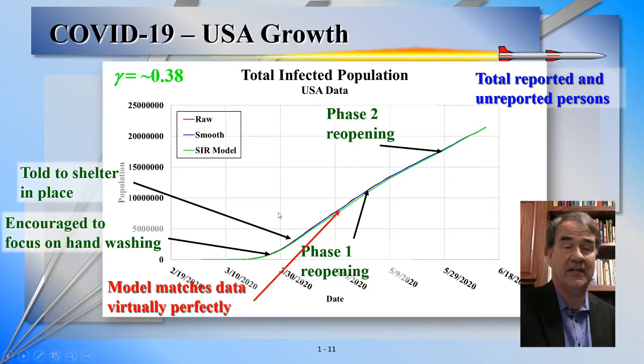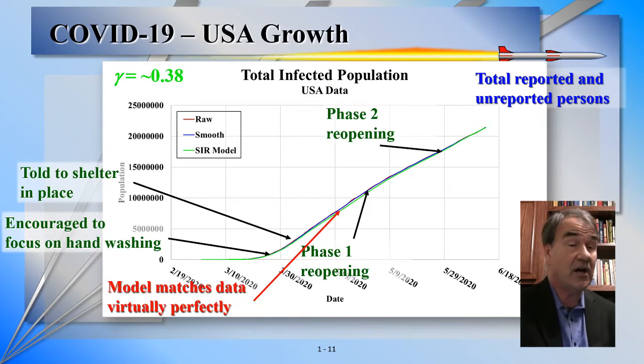You can see then later there was this shelter in place that actually changed the slope of that curve to a little bit less than straight up. Now we're getting into phase 1 and phase 2 of reopening, and I think there are other charts later that show the effect of how well that works.